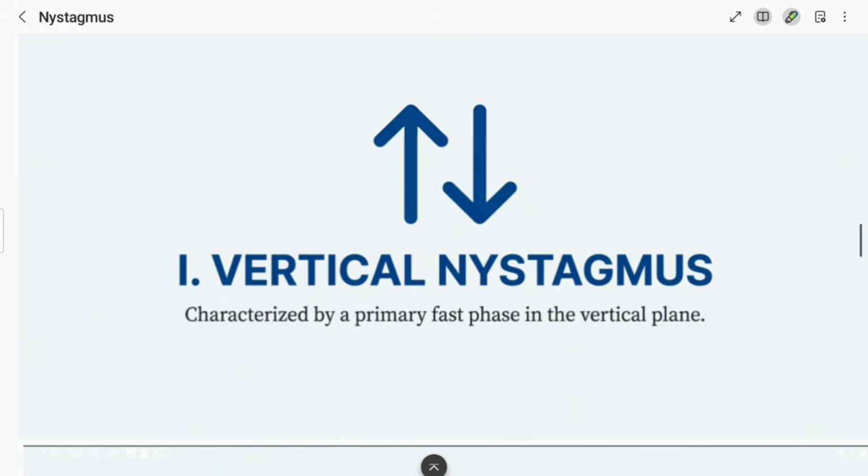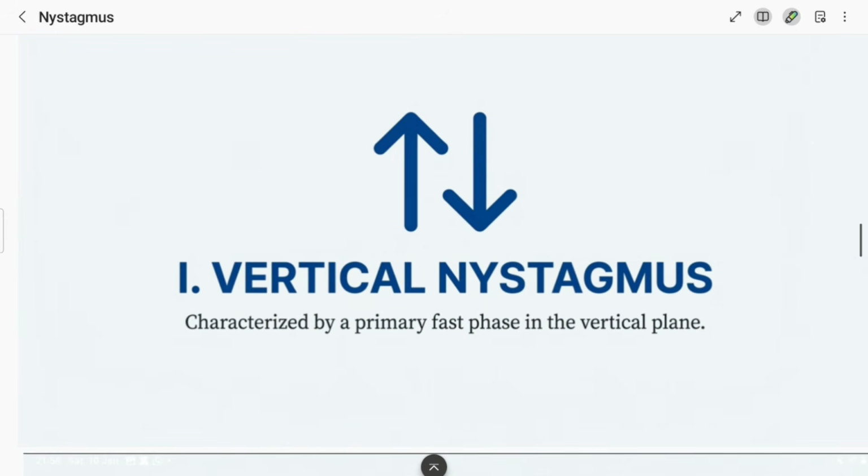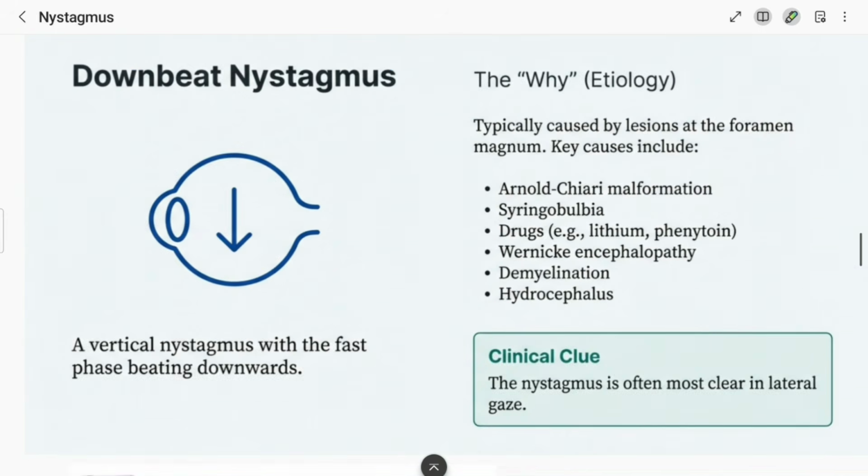Firstly, we have vertical nystagmus, which can be upbeat nystagmus or downbeat nystagmus. Downbeat nystagmus is a nystagmus which has the fast beating component downwards, because the fast component describes the direction of nystagmus. It can occur due to Arnold-Chiari malformation, syringobulbia, drugs like lithium or phenytoin.